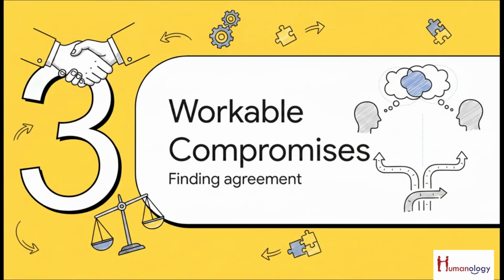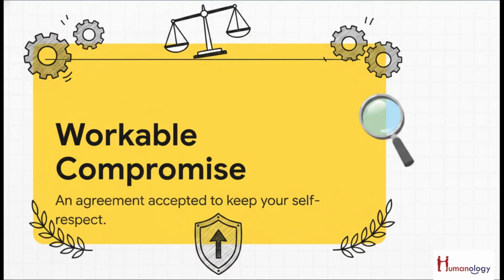Which brings us to step 3, finding workable compromises. Now, what's really interesting here is that persistence absolutely does not mean blind stubbornness. You don't just stand there loudly repeating your demands and ignoring everyone else. True persistence requires finding a workable compromise. And the definition here is absolutely key. It's an accepted agreement that allows progress specifically while strictly maintaining your self-respect. It's an agreement that allows both sides to move forward without you having to sacrifice your core values.